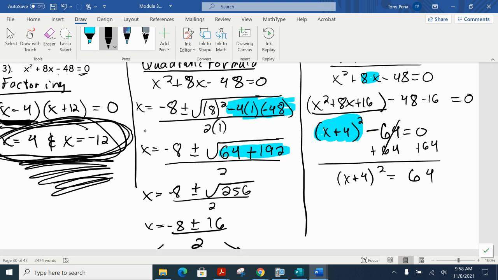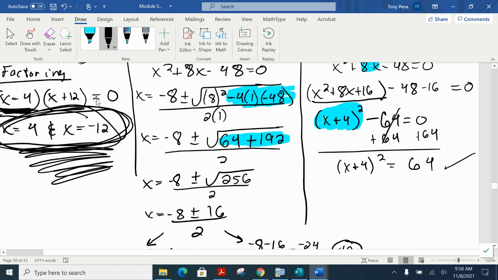Real quick, do the next step here. See if you remember what we did at this step. So what do we do next? We're trying to solve for x. What's our next step?